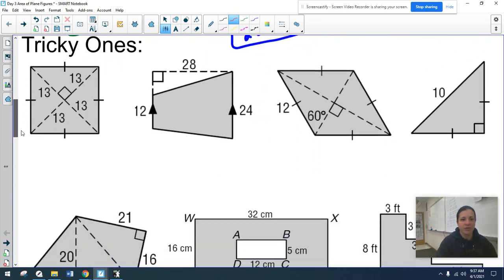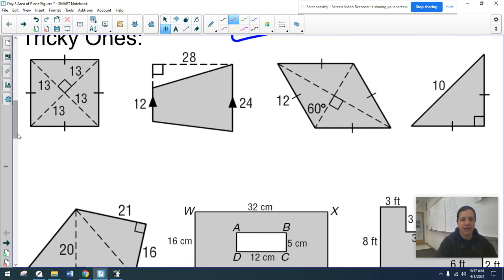Of course, I wanted to throw some tricky ones in here because these are the kind of things you're going to see. So first of all, I've got a square here. This is not a rhombus. If I've got all equal sides and then I've got my right angle. So the best thing I would say to do is to try to find your side lengths. Okay, so to find your side lengths, I've got these two things that are equal to each other.